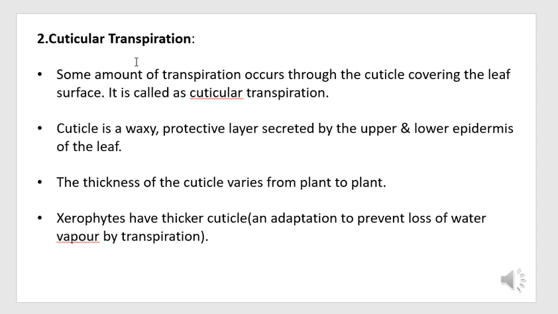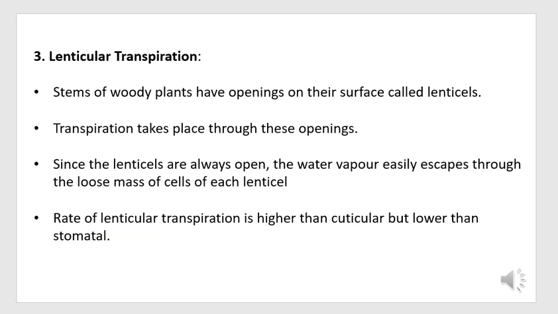The second one is cuticular transpiration. What is cuticle? Cuticle is the waxy protective layer secreted by the upper and lower epidermis of the leaf. Xerophytes, the plants which live in desert conditions, do not have to lose a lot of water. They need to preserve their water. So what they do is develop a thick cuticle layer, basically a waxy layer, to reduce the loss of water. But sometimes transpiration occurs through this layer also. That is known as cuticular transpiration.